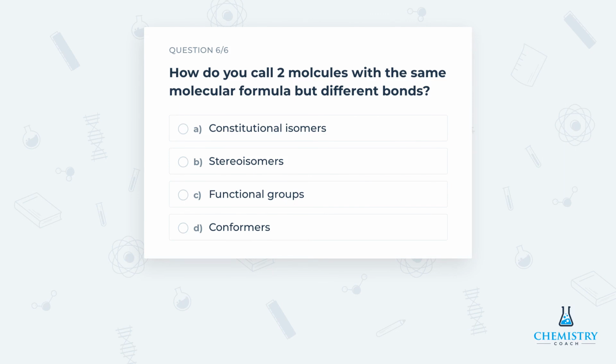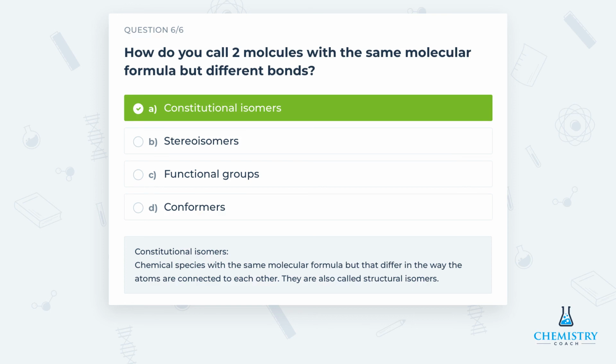How do you call two molecules with the same molecular formula but different bonds? Constitutional isomers are chemical species with the same molecular formula but differ in the way the atoms are connected to each other. They are also called structural isomers.